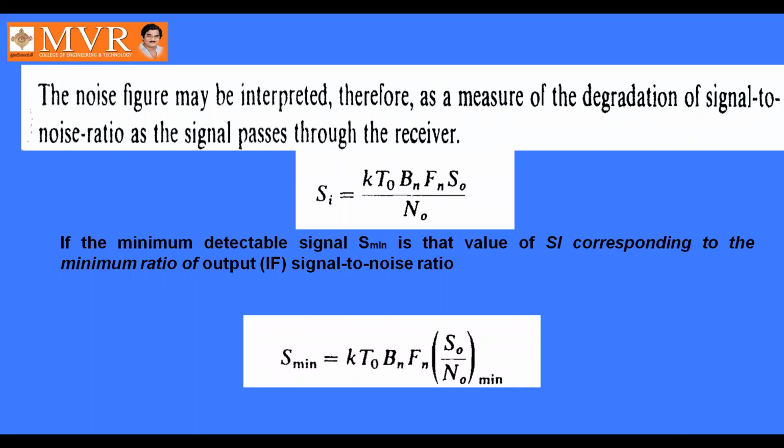So here we have taken only the input, which is supposed to be S minimum. If the minimum detectable signal is S minimum, then Si, corresponding to the minimum ratio, is equal to K into T0 into Bn into Fn into S0 divided by N0 at S minimum. While you are considering the minimum value here, the signal to noise ratio should be a minimum value here.